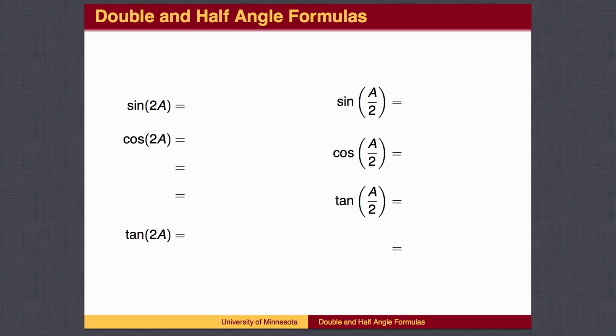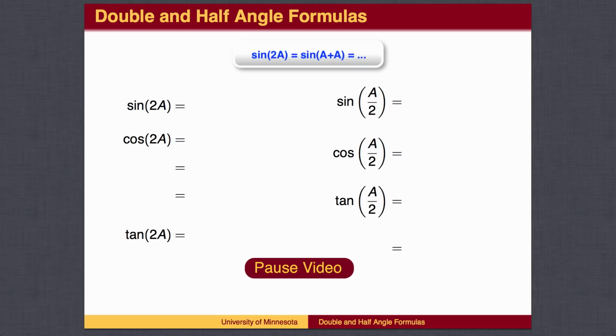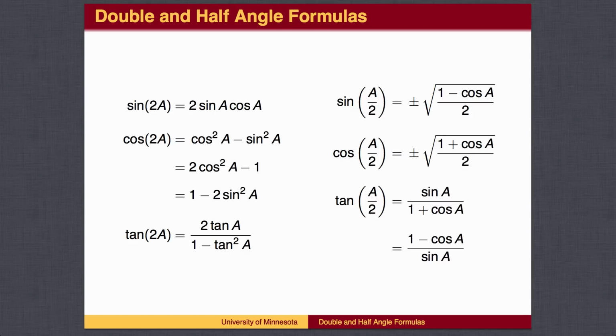We can derive the double angle formulas from the angle sum formulas by letting both angles be the same letter. You may wish to try to derive the formulas in the left column now. Here are the formulas. Note that for the sine of angle over 2 and the cosine of angle over 2, you will need to decide whether the answer should be positive or negative. You will make this decision based on information about the angle.